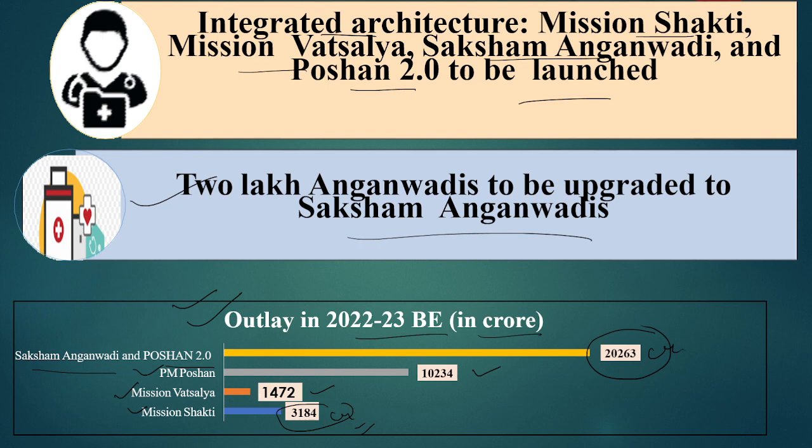And apart from this, there would be 23 mental health centers of excellence that will be set up. This you have to remember. If I talk about Saksham Anganwadi, 2 lakh Anganwadis to be upgraded to Saksham Anganwadis, that I have told you right now. Apart from this, there is the Har Ghar Nal Se Jal scheme also.